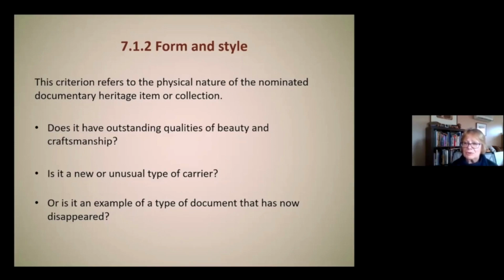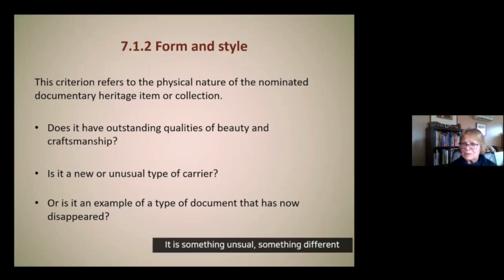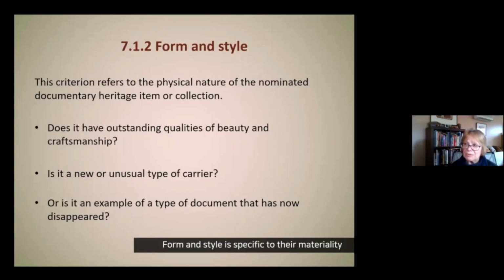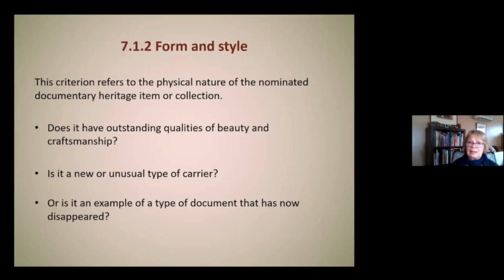It's not just that you put in that it is a manuscript or a pile of paper or whatever. If it's something unusual, something different, outstanding, if it's a beautifully illuminated manuscript, for example, or if it's something innovative in terms of documentation, or is it something that we don't have anymore that is now fairly unusual? So form and style is quite specific to that materiality of the documentary heritage. I'll give you some examples of what we're talking about here.